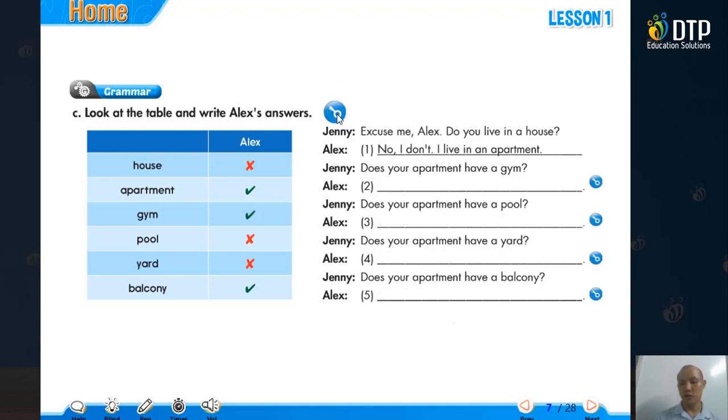Now, you don't have the answers right here, but you have to practice the conversation. I will be Jenny and you Alex. Excuse me, Alex, do you live in a house? Does your apartment have a gym? Does your apartment have a pool? Does your apartment have a yard? Does your apartment have a balcony? Thank you very much.